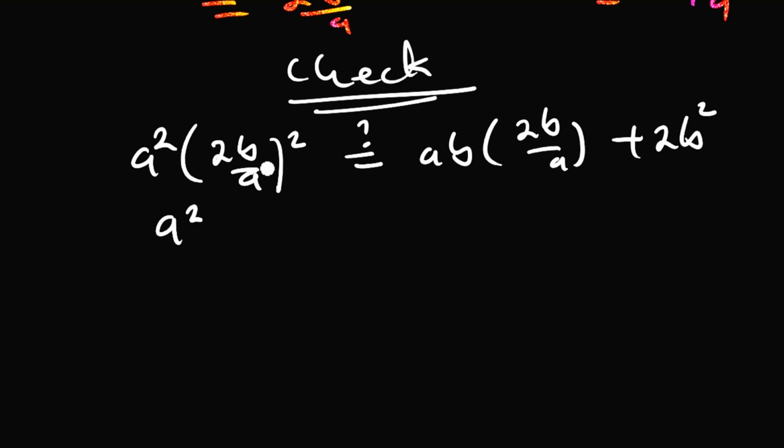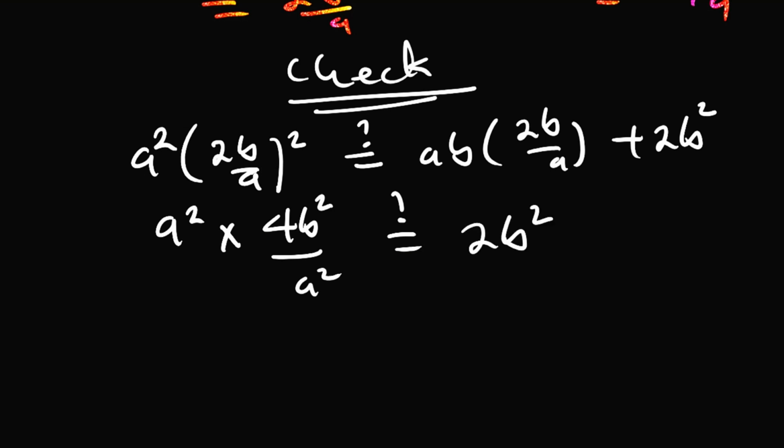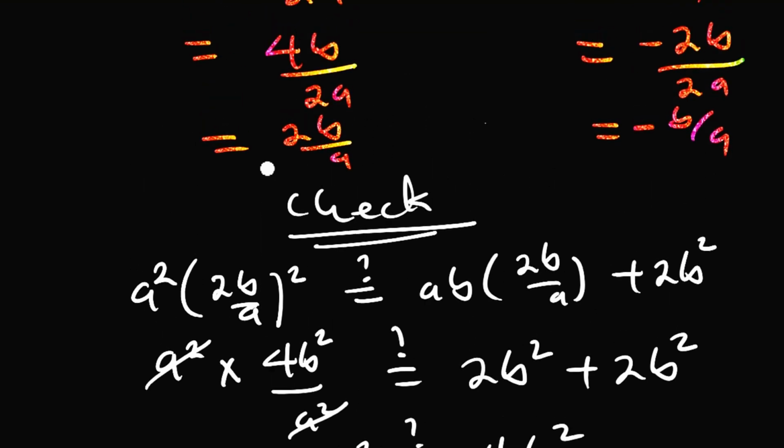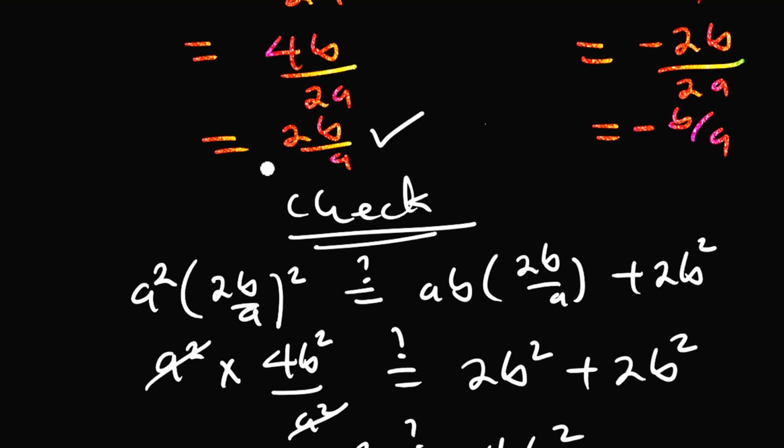So this is the same as a squared times 2b squared over a squared, that is 4b squared over a squared. And we check that is going to be equal to, we multiply this, that will be 2b squared plus 2b squared. So on this side, a squared and a squared will cancel, so we are left with 4b squared, and we see if that is equal to 2b squared plus 2b squared, that is 4b squared. So both sides of the equation are equal, to mean that this first solution is correct.